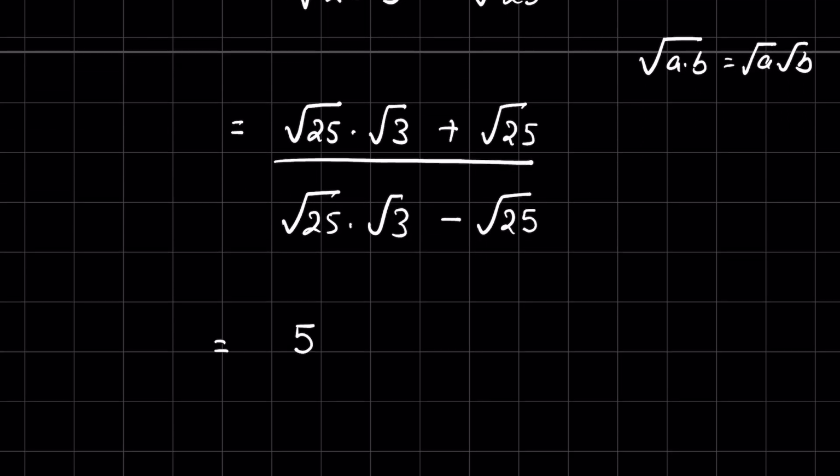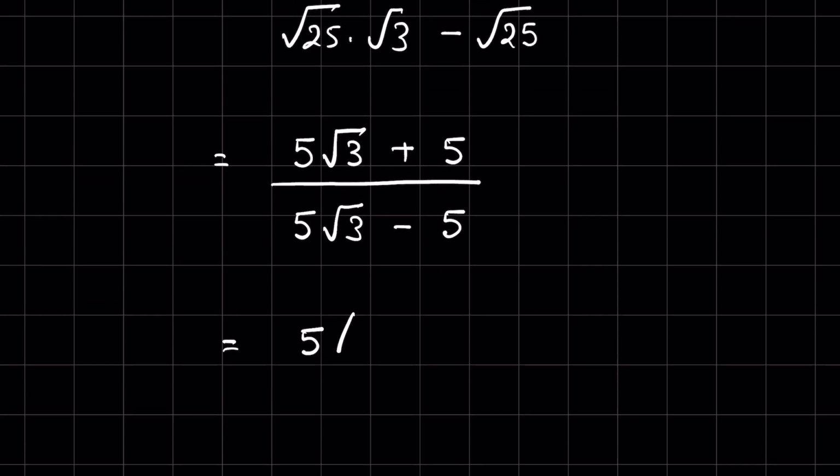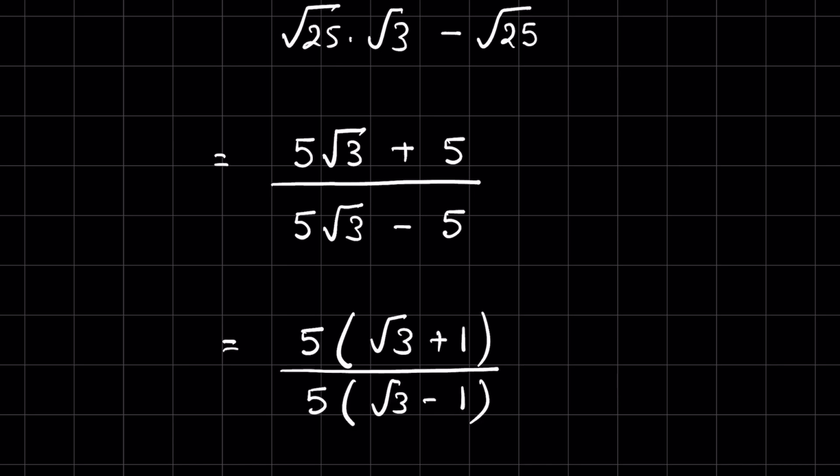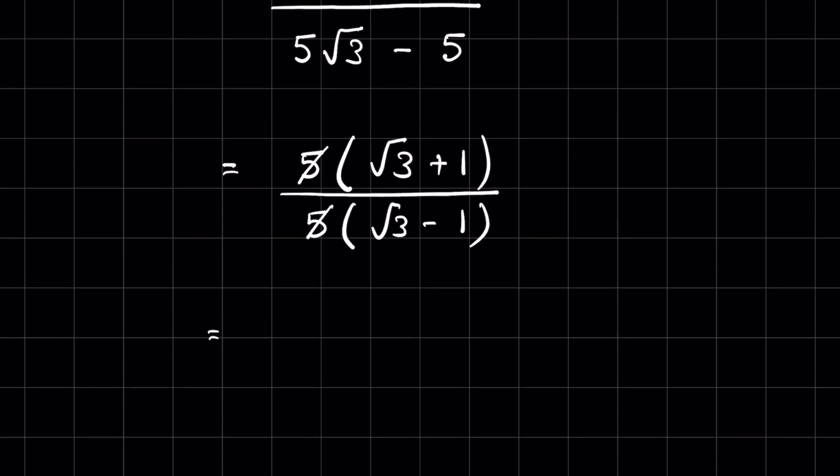Now square root of 25 is 5. So 5 times square root of 3 plus 5, upon 5 times square root of 3 minus 5. Now we can take 5 as common and write 5 times (square root of 3 plus 1) upon, again taking 5 as common, square root of 3 minus 1. Cancel this 5 and this 5. Now we have square root of 3 plus 1 upon square root of 3 minus 1.